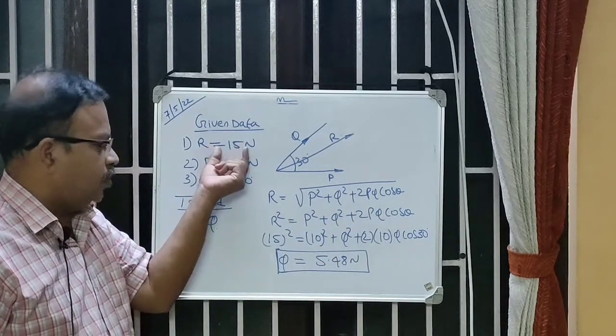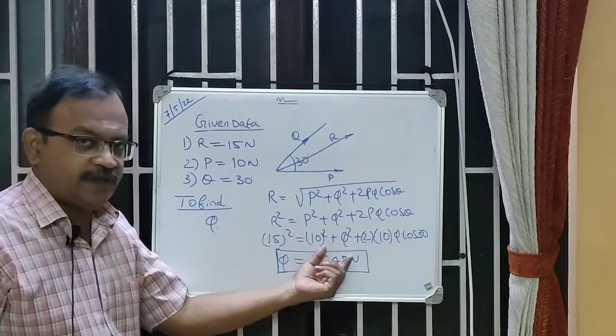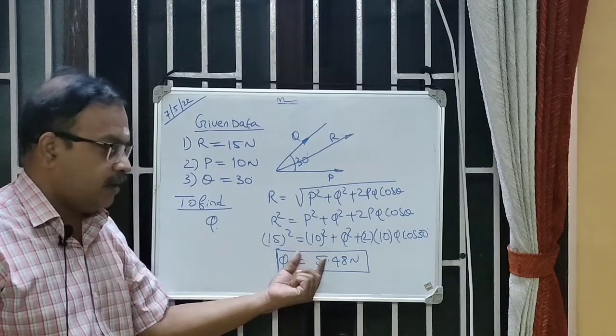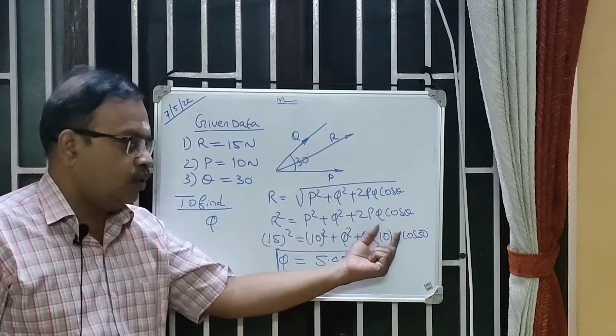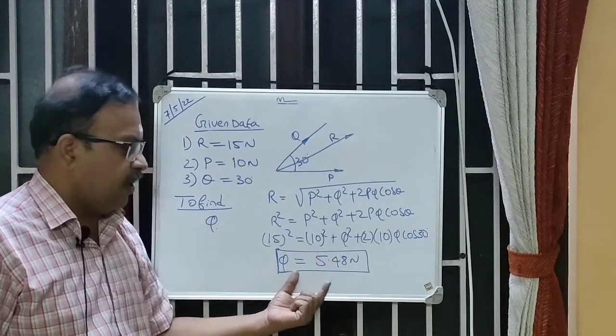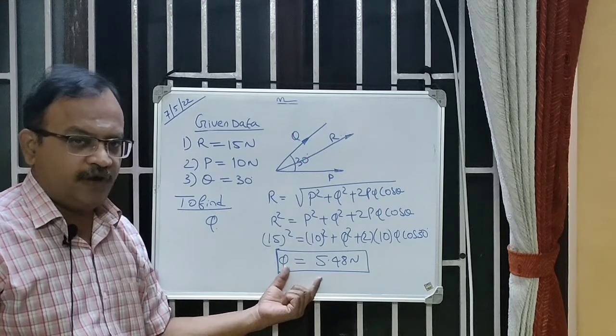We know the magnitude of R, we know the magnitude of P. We will substitute in this equation. So we will get 15 square equal to 10 square plus Q square plus 2 into 10 into Q cos 30. Now solving this, we can find the value of Q. The magnitude of Q comes to be 5.48 Newton.